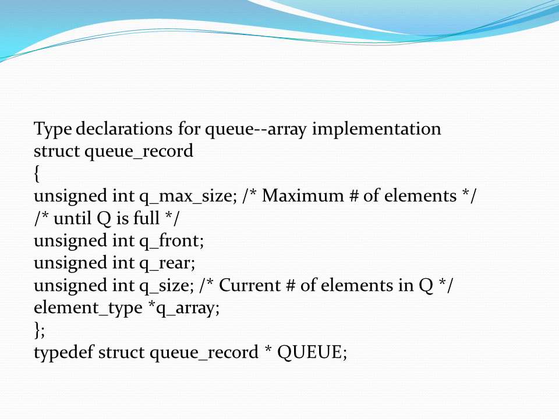Next, array implementation of queue. Here is the routine for the queue record. First is queue max size. It holds the maximum number of elements the queue can hold. Next, queue front indicates the front of the queue. Queue rear indicates the back of the queue. Next, queue size stores the current number of elements in the queue. Next, queue array stores the elements of the queue.